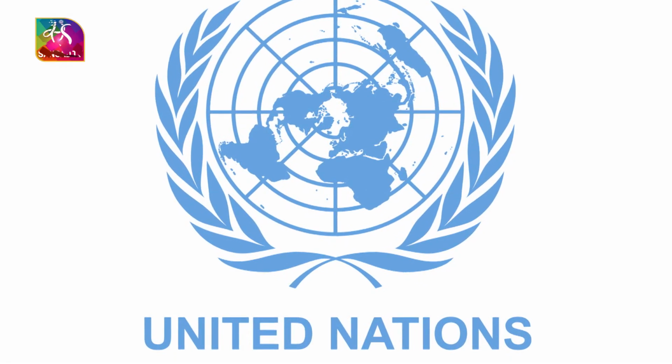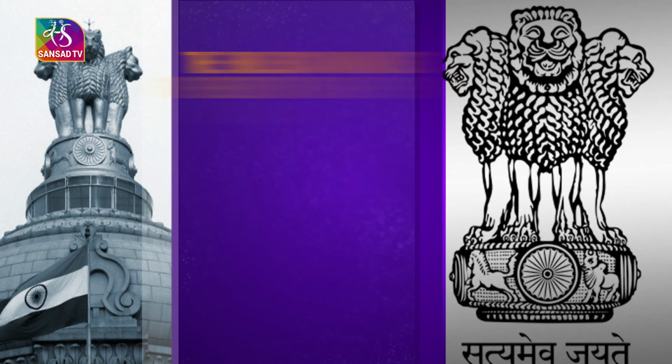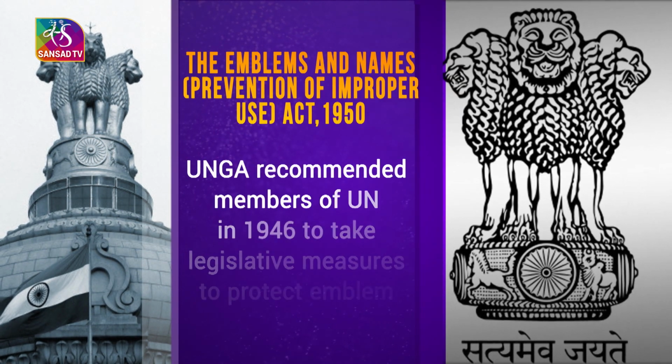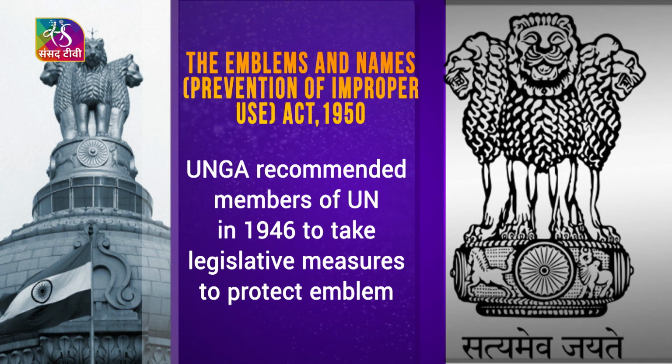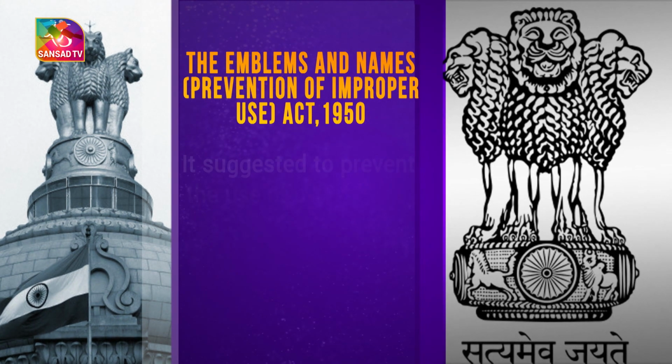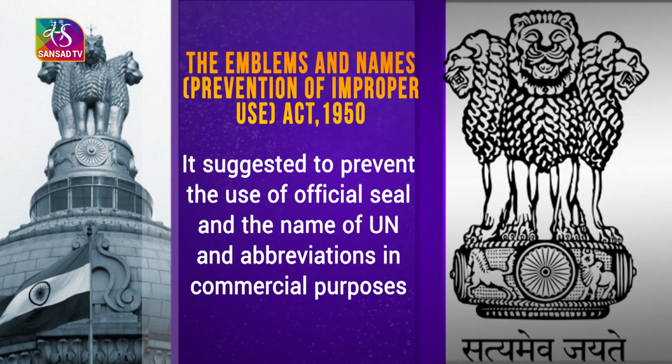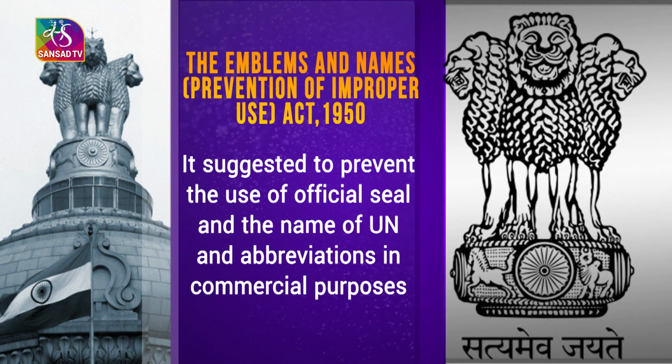In 1946, the General Assembly of the United Nations recommended that members of the United Nations should take necessary legislative or other appropriate measures to prevent the use without proper authority and in particular for commercial purposes of the emblem, the official seal and the name of the United Nations and of the abbreviations of that name.